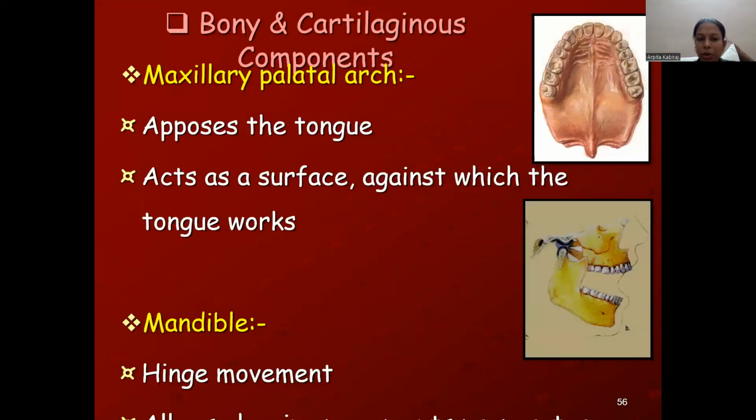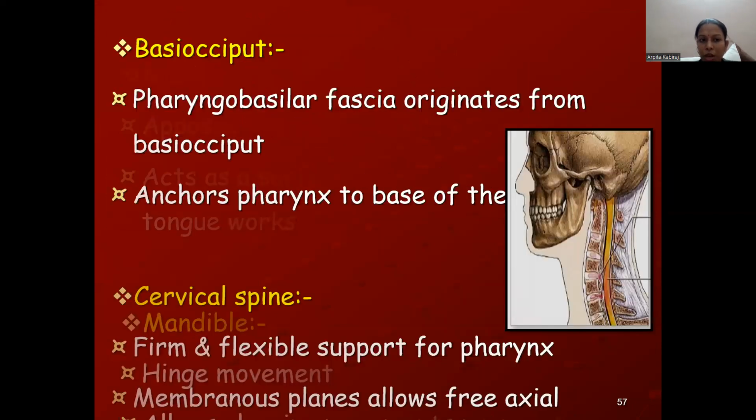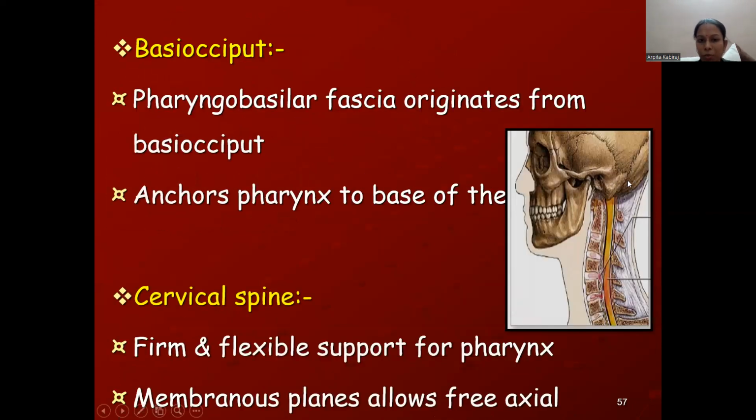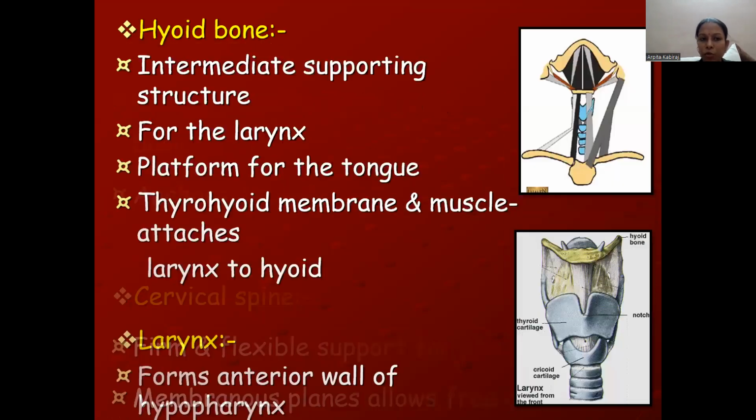Bony and cartilaginous components: the maxillary palatal arch opposes the tongue and acts as a surface against which the tongue works. The mandible has a hinge-like movement. The basi-occiput has the pharyngobasilar fascia originating from it, which anchors the pharynx to the base. The cervical spine, which is firm and flexible, supports the pharynx, and membranous planes allow free axial movement.